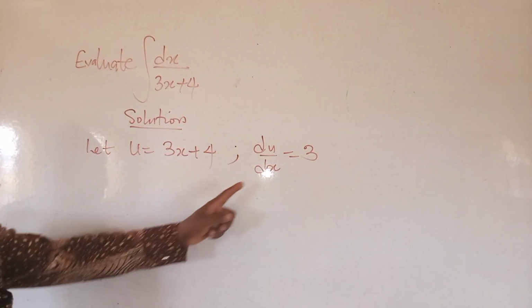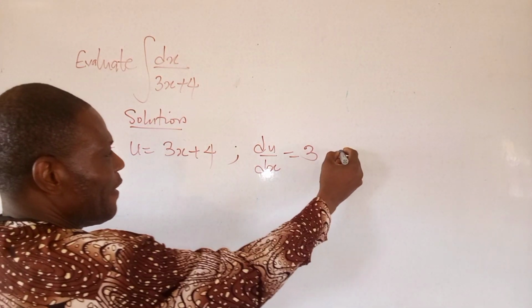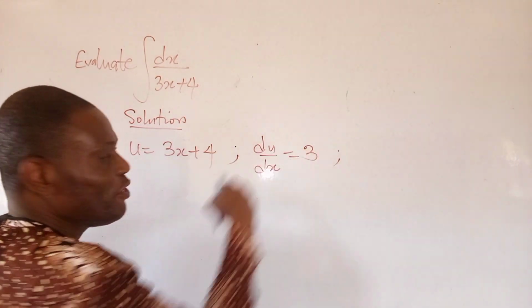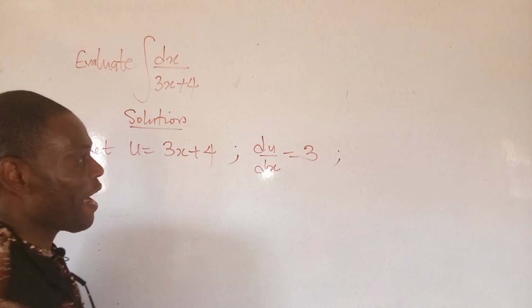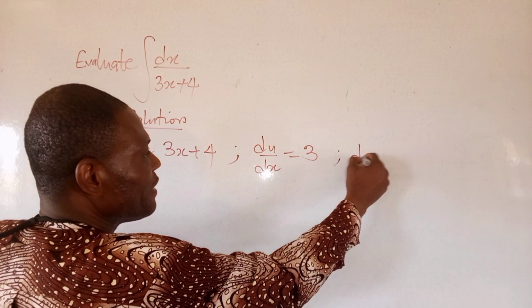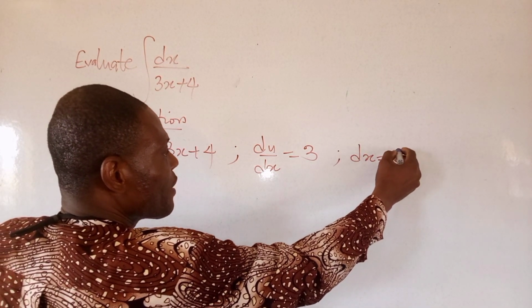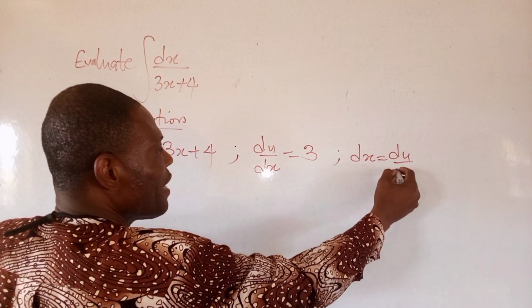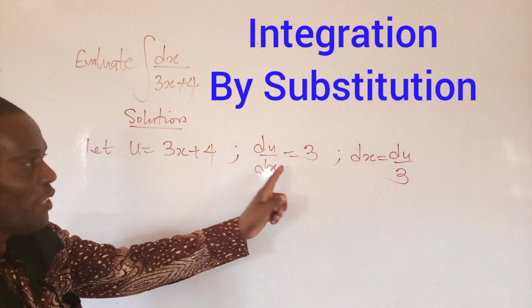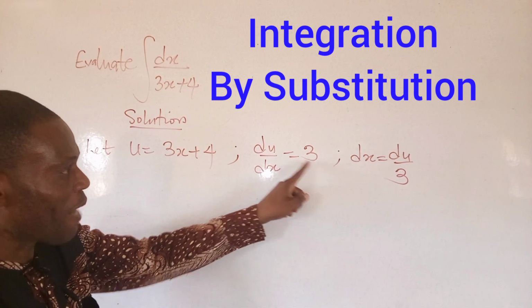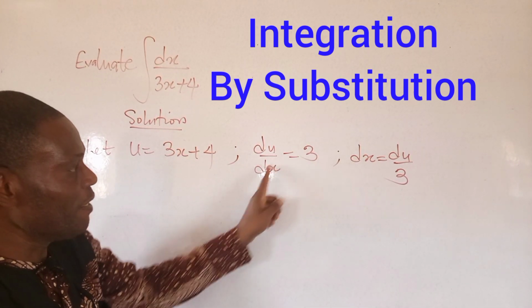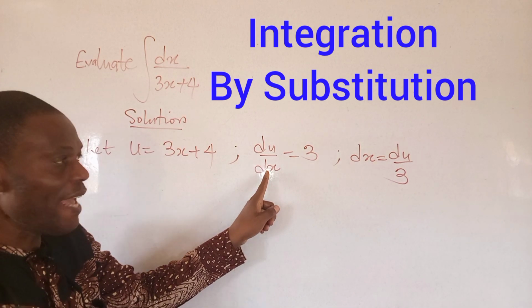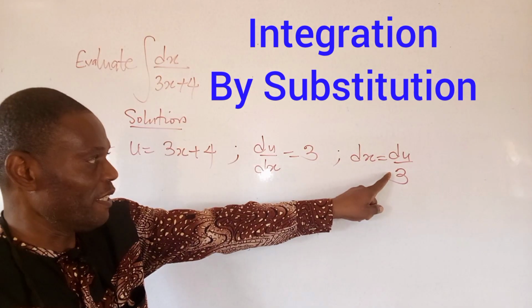Now, I can also make this, if I use the change of subject formula, dx equals du over 3. Using the change of subject formula, cross multiply first, then make dx the subject to give us this.